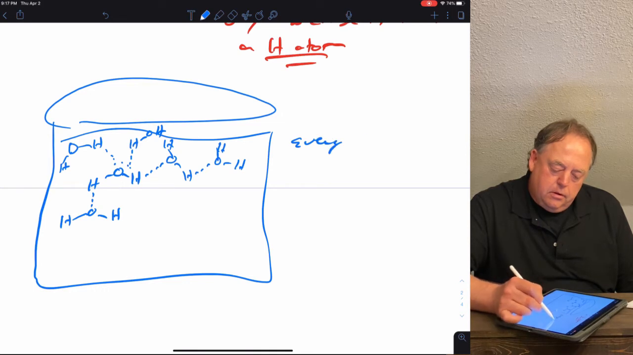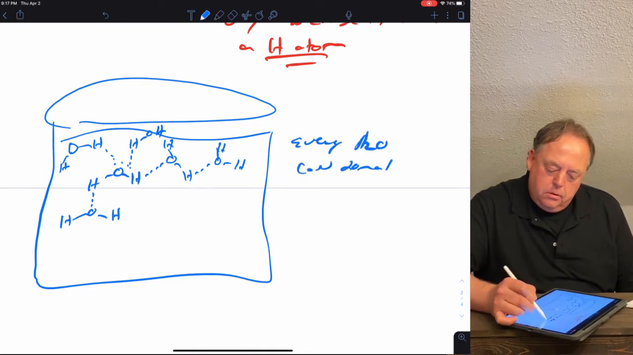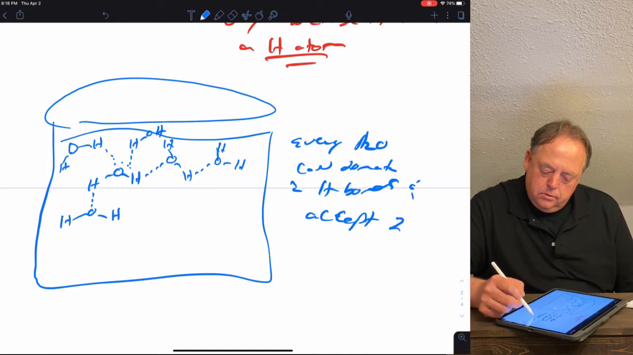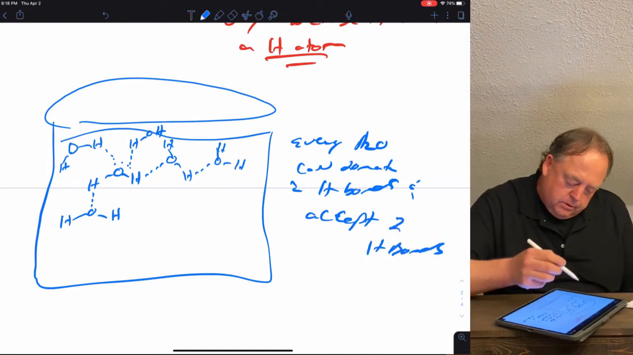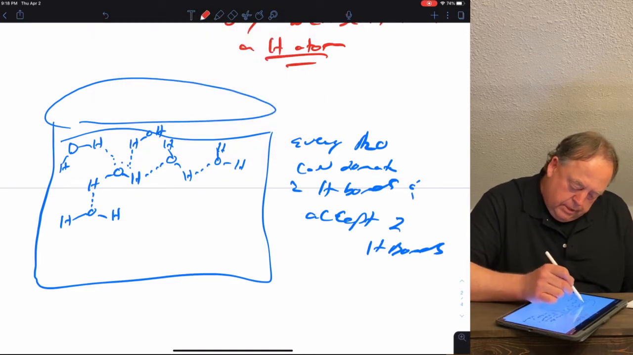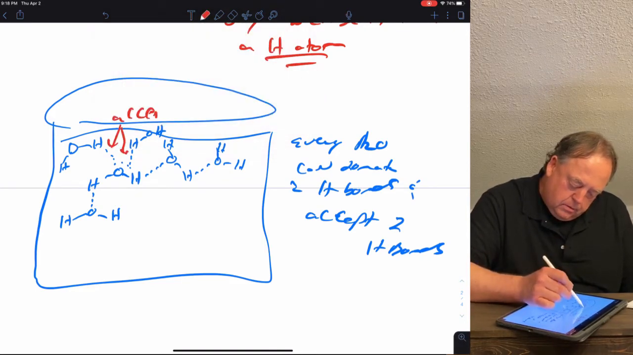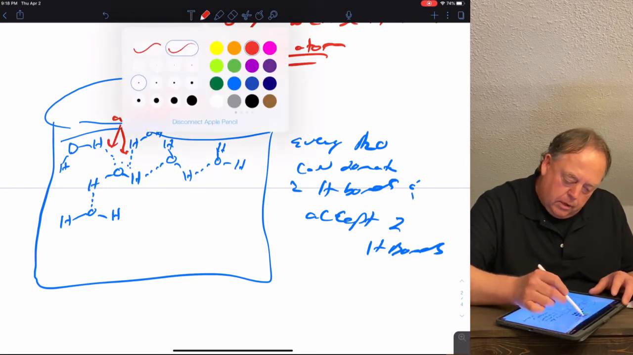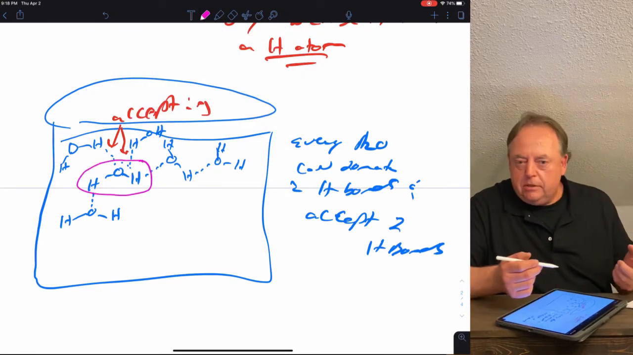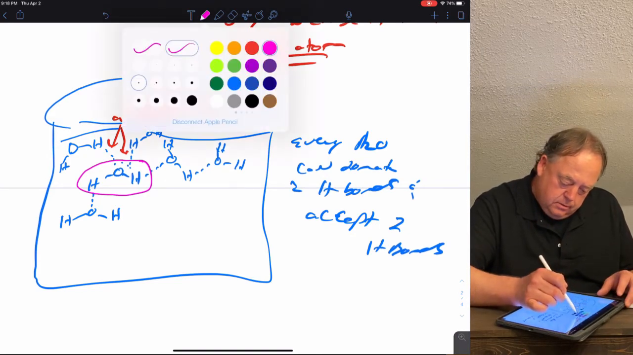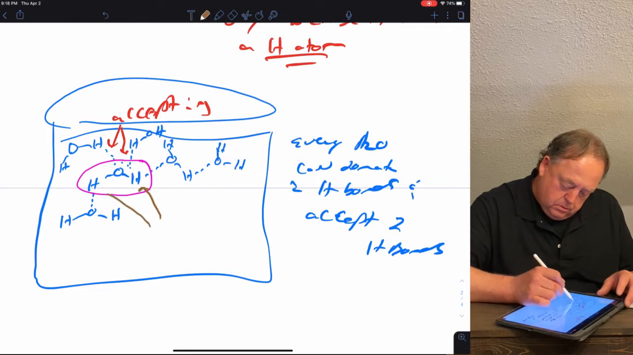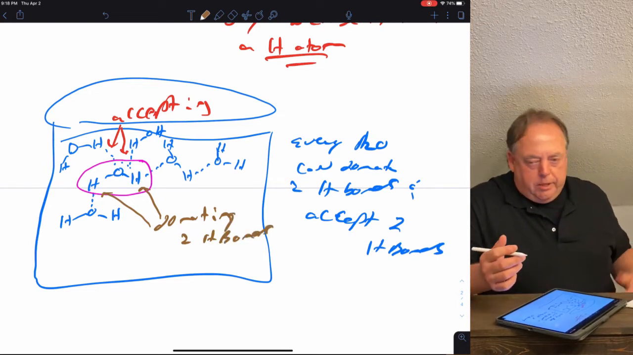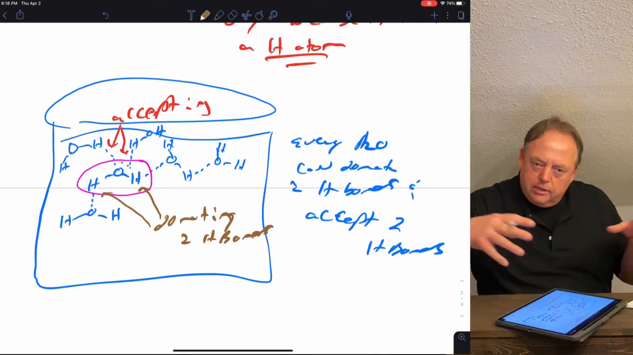So every H2O can donate two H bonds and accept two H bonds. This would be accepting hydrogen bonds from another molecule. So with respect to this water molecule that I have circled, that oxygen is accepting two hydrogen bonds, and it's donating two hydrogen bonds to other water molecules. So at the molecular level, that's what water looks like.